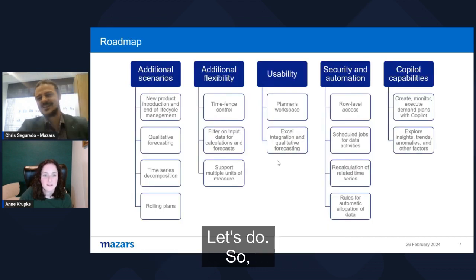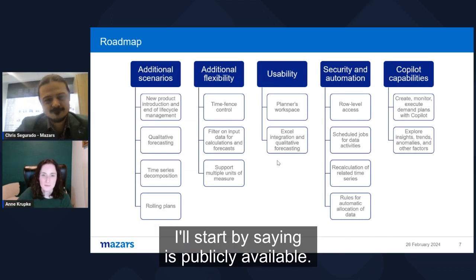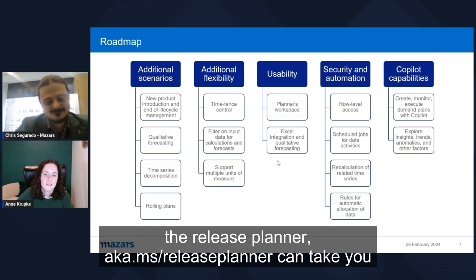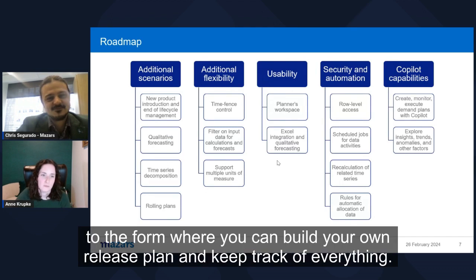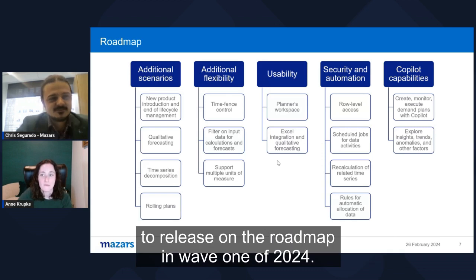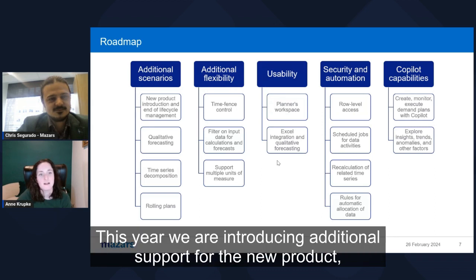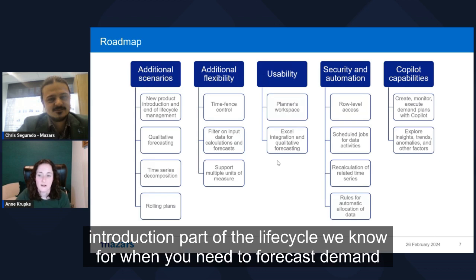Let's do it. So all of this information, I'll start by saying, is publicly available. It's on the release planner, aka.ms/releaseplanner. It can take you to the form where you can build your own release plan and keep track of everything. But I have summarized what we're planning to release on the roadmap in wave 1 of 2024. So that's from April to October this year. We are introducing additional support for the new product introduction part of the lifecycle.